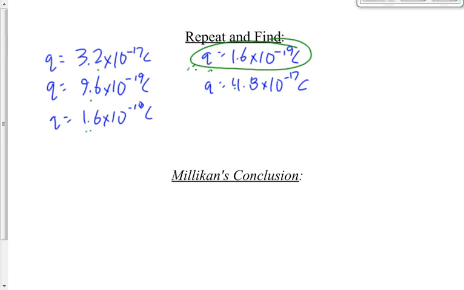Number 1, there is an elementary charge. What does that mean? Well, it means that there is a charge that is the smallest possible charge you can have. You can't get any smaller. Its value is 1.6 times 10 to the minus 19 coulombs.